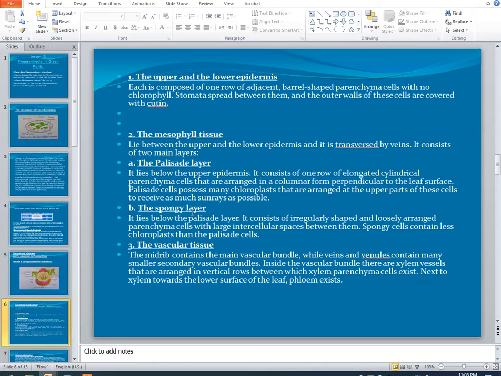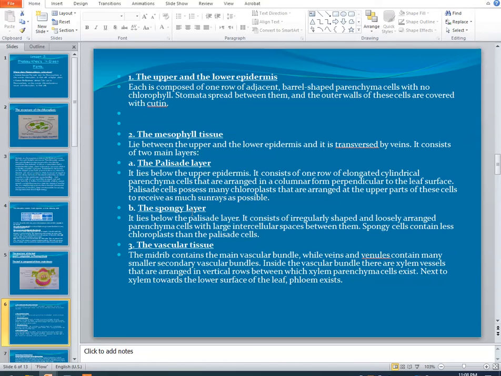Number two, we have the mesophyll tissue. The mesophyll tissue under the epidermis consists of two types: the palisade layer and the spongy layer. The palisade layer lies below the upper epidermis. It is one row of elongated cylindrical parenchyma cells arranged in columnar form perpendicular to the leaf surface. The palisade cell possesses many chloroplasts that are arranged at the upper parts of the cell to receive as many sun rays as possible.